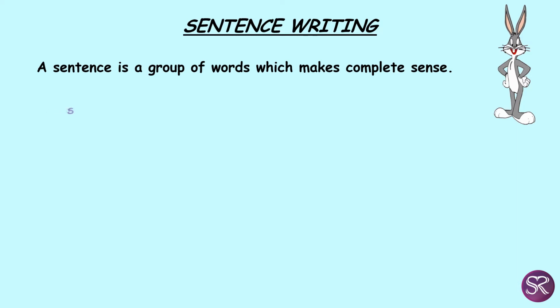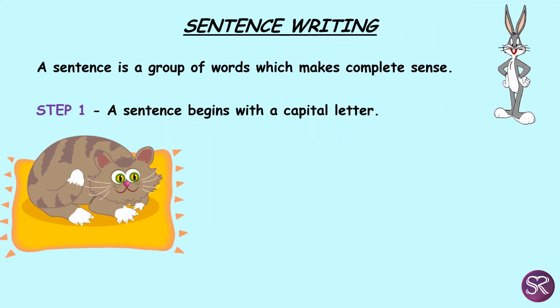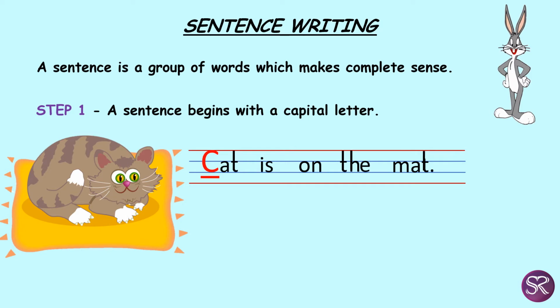Let's see the first step. A sentence begins with a capital letter. Always remember, a sentence should start with a capital letter. Look at the picture on the screen. What is it? It is a cat. Where is it sleeping? It is on a mat. Let's write the same sentence here. Cat is on the mat.